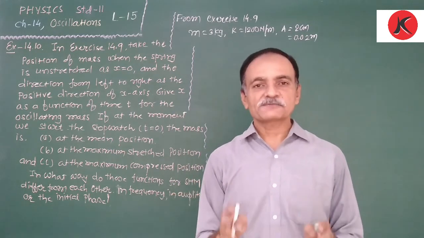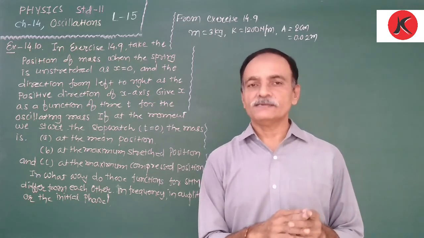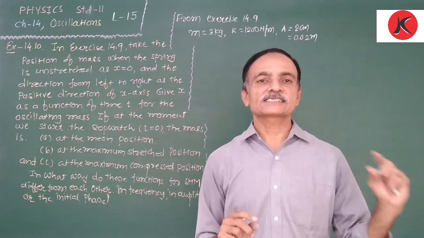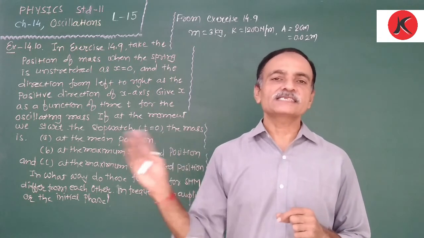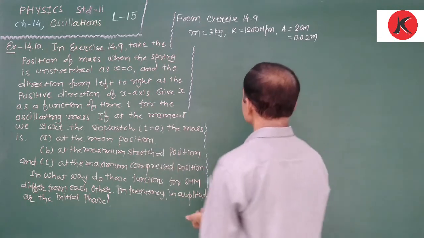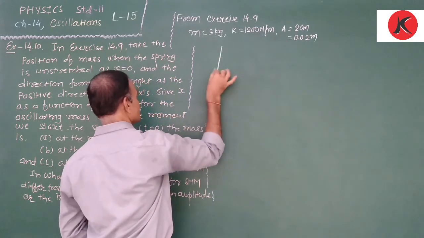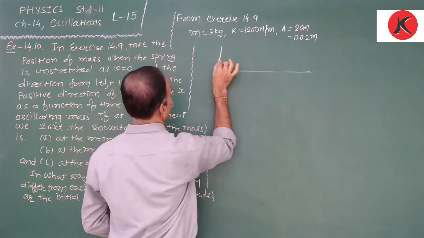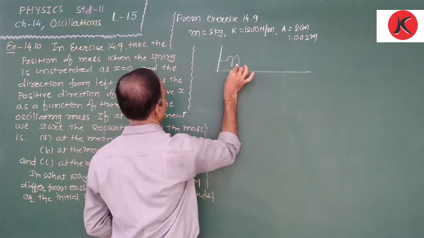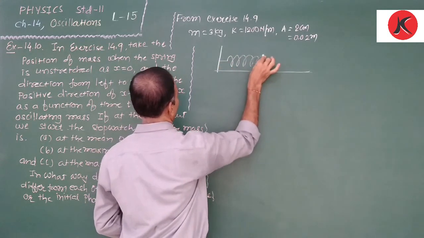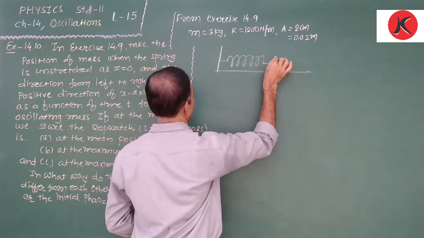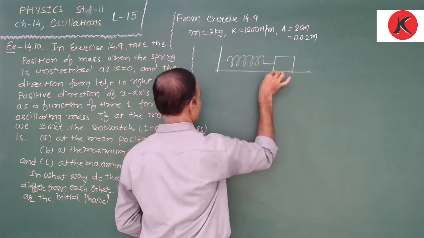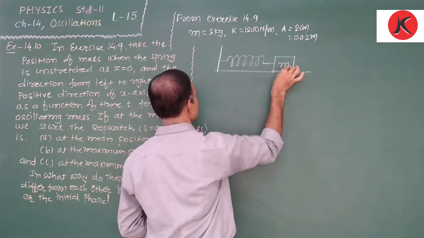one end of that spring is tied with a block of mass m placed on a horizontal frictionless surface, and the other end is tied with a wall like this situation. That is the horizontal surface. Here one end of the spring is tied with this. Now a block of mass m is placed on a horizontal frictionless surface.